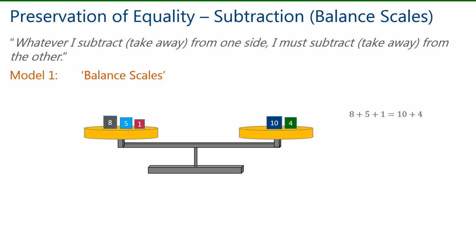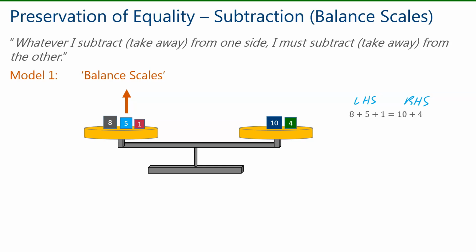Here's our two-pan balance. So we've put on our balance a mass of 8, 5, and 1 on the left-hand side. And on the right-hand side, we have a mass of 10 and a mass of 4. On both sides, we have a total mass of 14. So that's why it's leveled off. We're going to remove something from the left-hand side. We're going to take away that mass of 5.